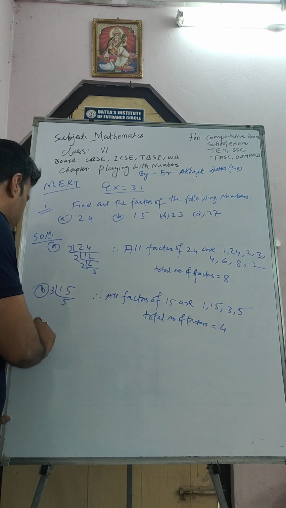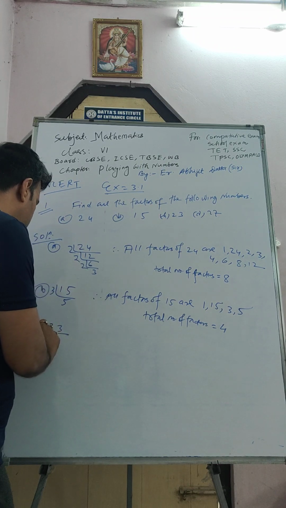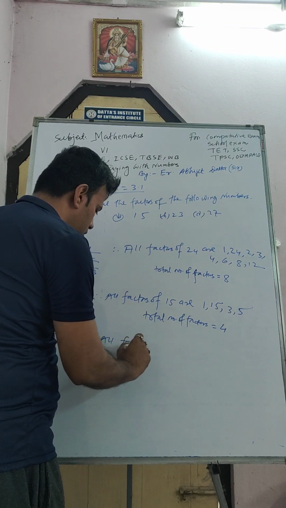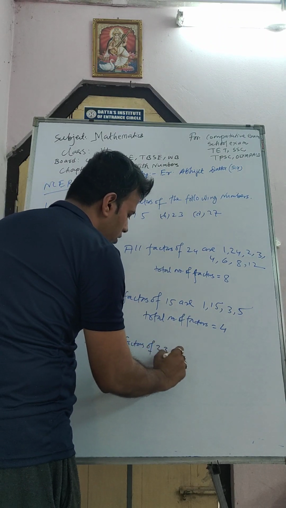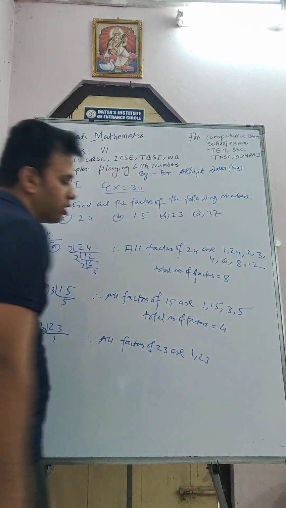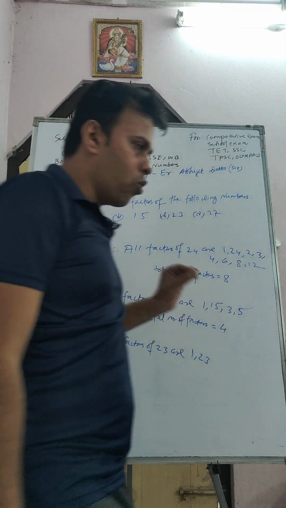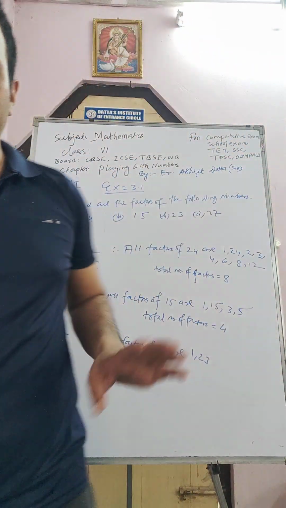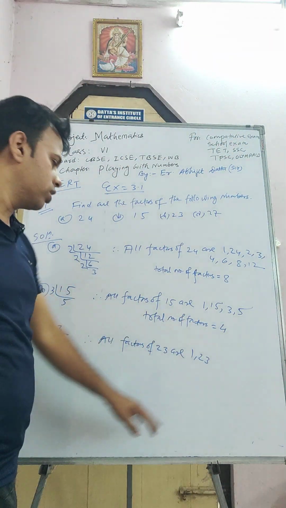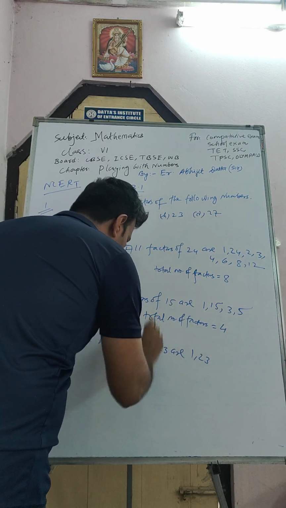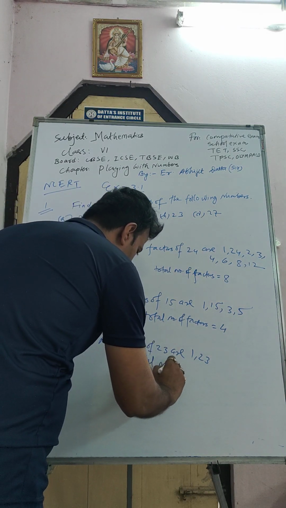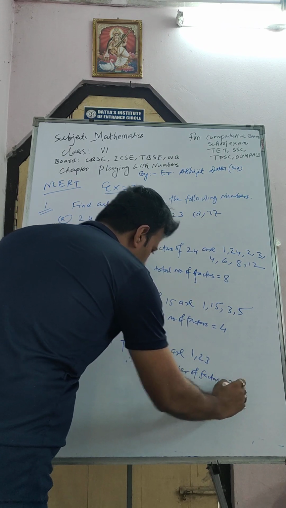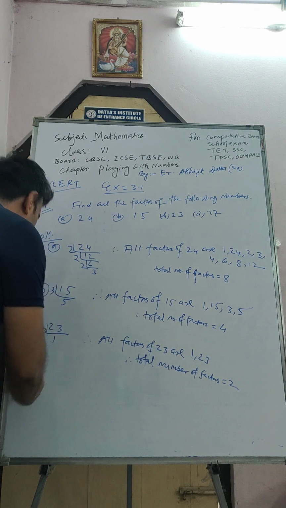Then 23. If you divide 23 by 23, you get 1. So all factors of 23 are 1 and 23. Nothing is a factor of 23 except 1 and 23. There is no other factor of 23. So 1 and 23 are the factors. The total number of factors is 2.